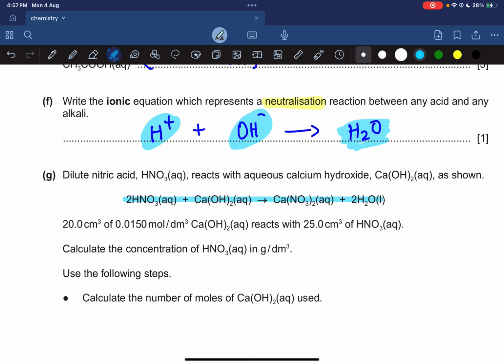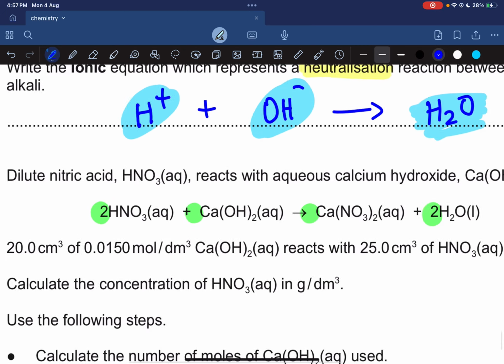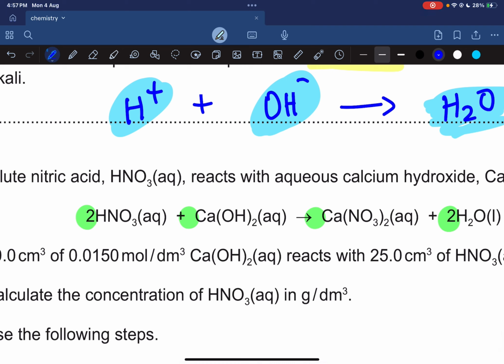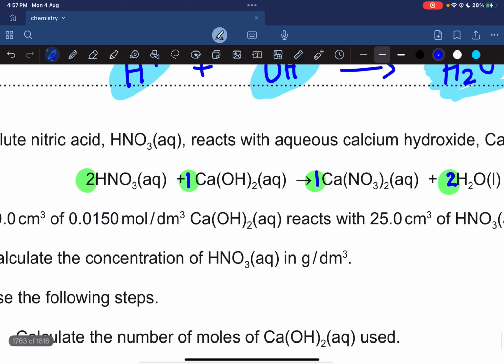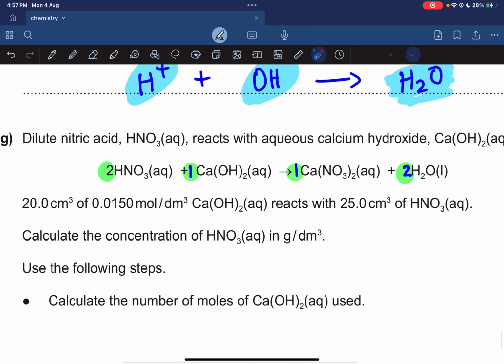The equation is the single most important thing in every reaction. And why is that? Because the equation gives you this, what I'm highlighting. This is basically the amount, or the moles, in which the substances react. You know that 2 moles of HNO3 are going to react with 1 mole of calcium hydroxide, going to form 1 mole of calcium nitrate and 2 moles of water. So even if you know the moles of any one substance, you can find out that the moles of calcium hydroxide are going to be half that of nitric acid.